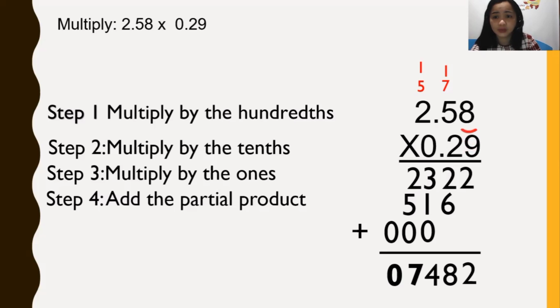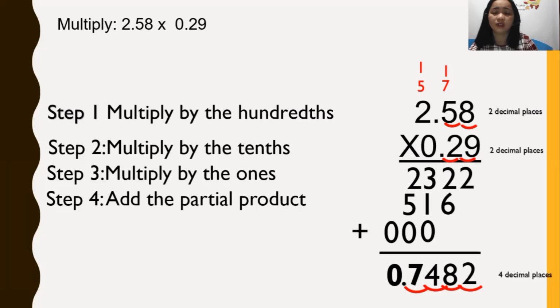So we have to count the decimal places here. 1, 2, 2 decimal places. And we have here 1, 2, another 2 decimal places with a total of 4 decimal places. So we have 1, 2, 3, 4. So the answer is 7,482 10,000s.